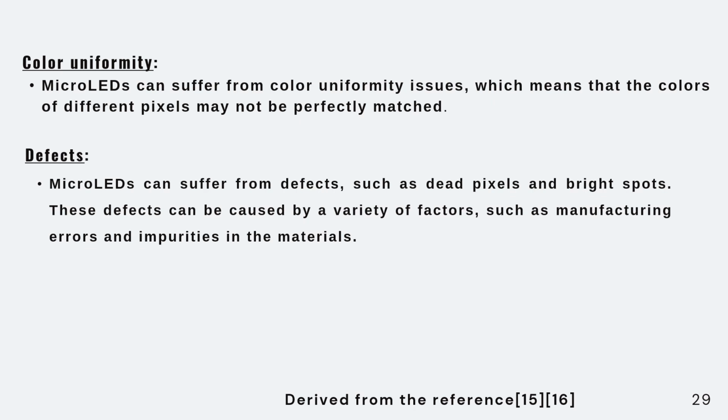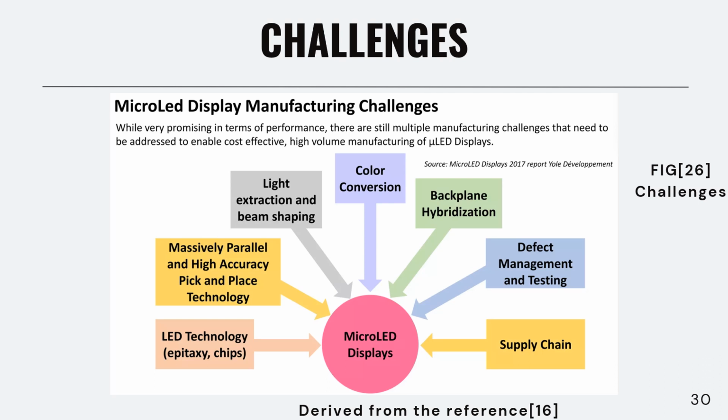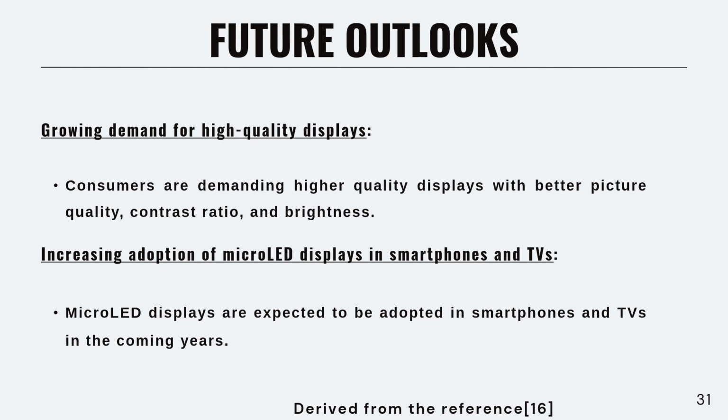And the next one is color uniformity. Color variability is compounded because each micro LED is typically a monochromatic subpixel and suffers from variation, which means that the colors of different pixels may not be perfectly matched. Fourth one is the defects. The micro LEDs can suffer from defects such as dead pixels and bright spots. These defects can be caused by a variety of factors such as manufacturing errors and impurities in materials. Those are the challenges of the micro LED displays, and then the future outlook.